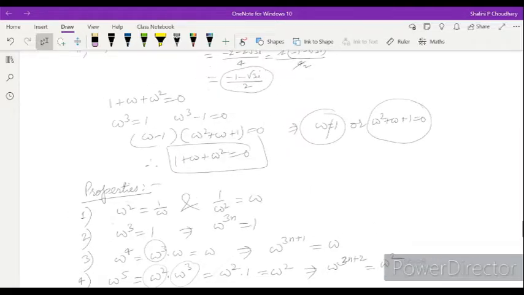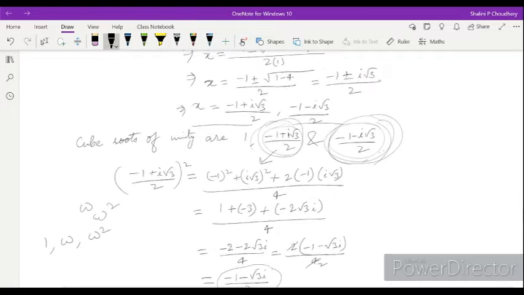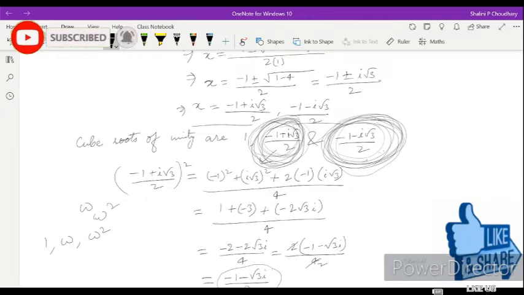And one more thing that you should always remember: except one, there are two other roots, and these two roots are conjugates of each other. Also squaring one root will give the other root, and squaring the other root will give the first root. So if we take this as omega, we'll get this one as omega square, and if we take this one as omega, we'll get this one as omega square.